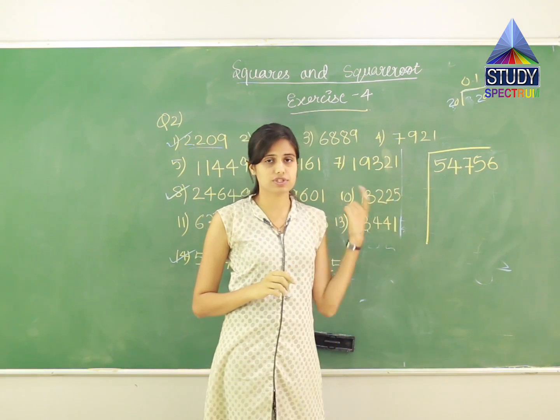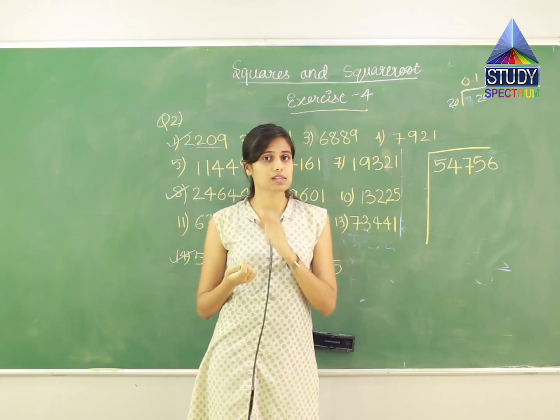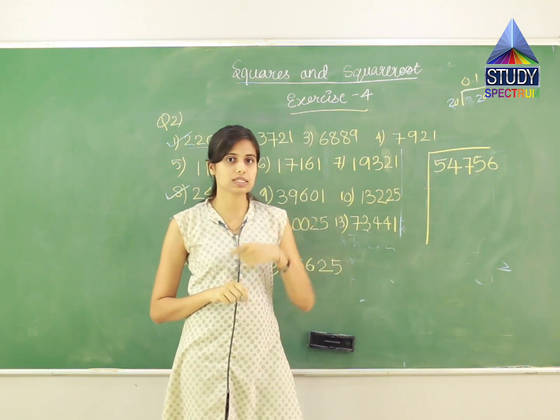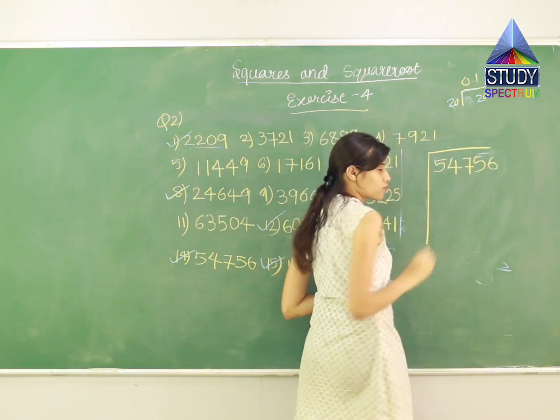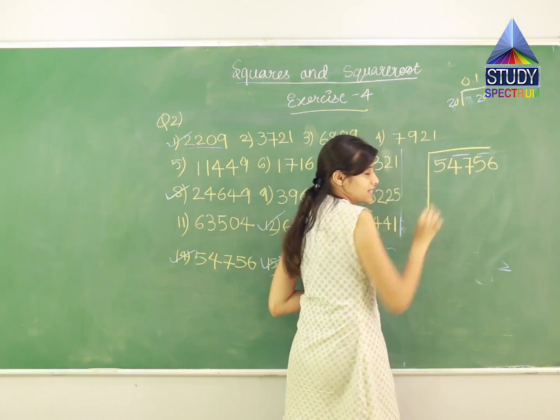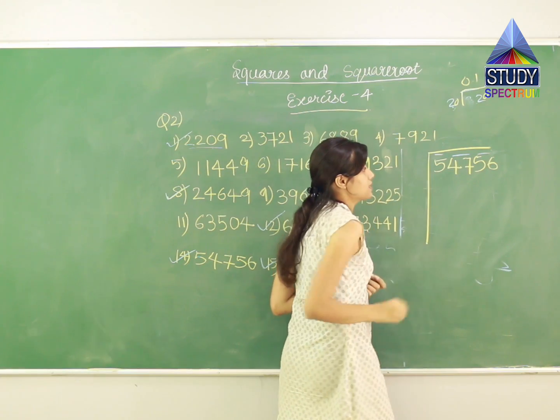But for the division method, what do we have to do? The first step is grouping. Grouping two numbers starting from the end. So let us group. 56 forms one group, 47 the other, and 5 remains single.